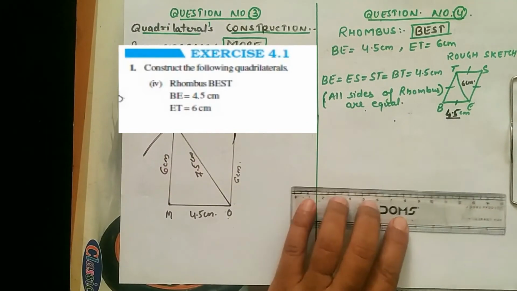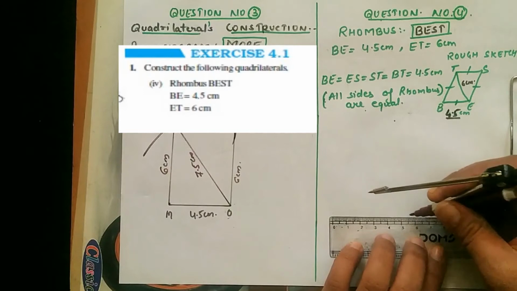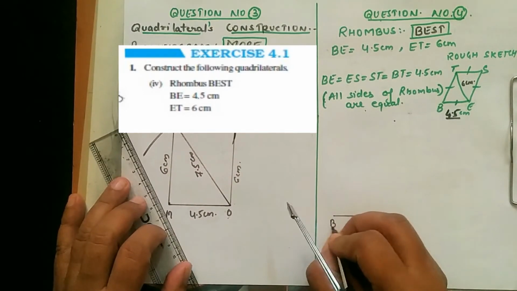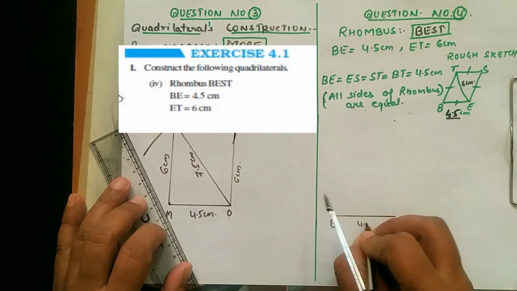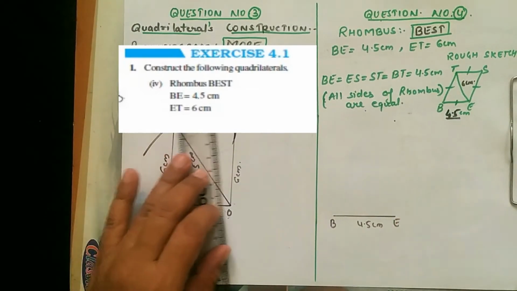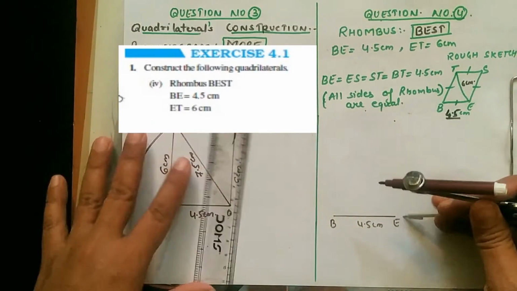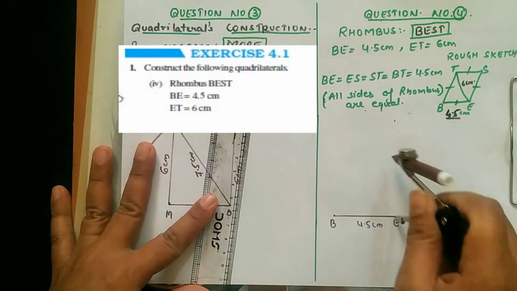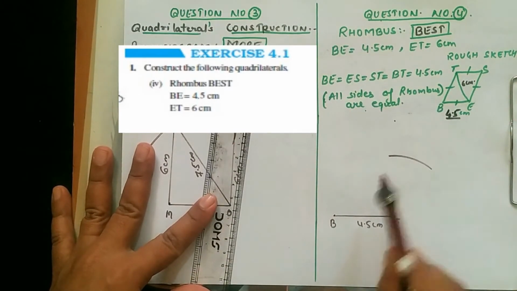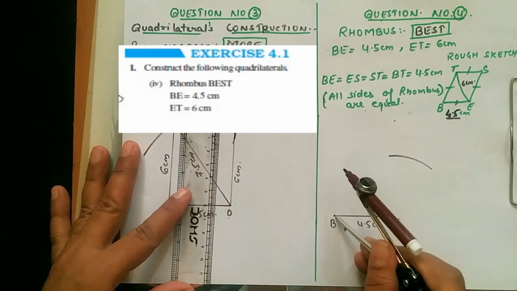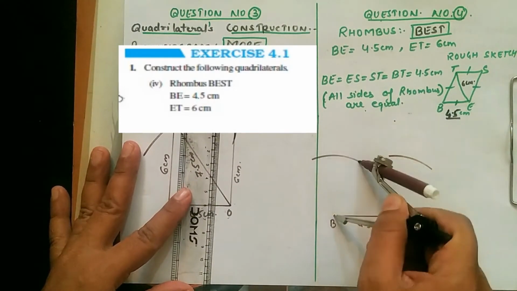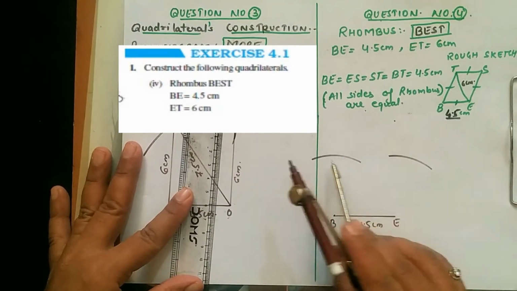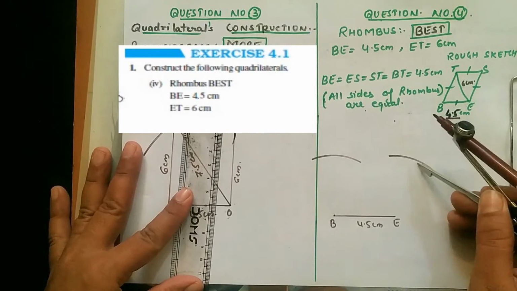For constructing, we need to fix the baseline, which is BE equal to 4.5 centimeter. Then you just need to take the measurement like this. For the other sides, ES in the air, taking E as center, and taking B as center, draw another arc, BT. Now how will we get the intersecting point, where you have to put the pointer, you don't know.